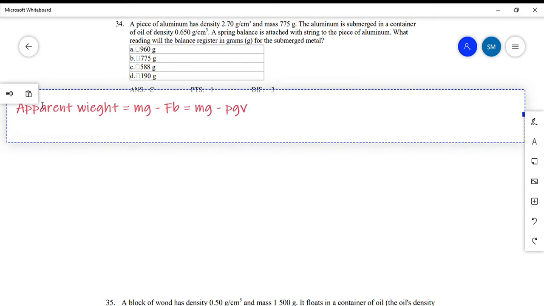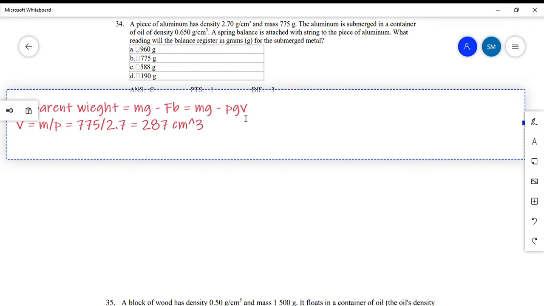Okay, so we will need the mass. He gave us that in the givens. The gravity is 9.8, and the density he gave us in the question. The volume he didn't give us in the givens, so we will calculate the volume. Simply, the volume is equal to the mass over the density. So the volume will be 775 over 2.7, which is 287 centimeter cube.